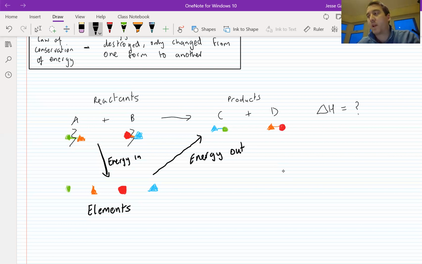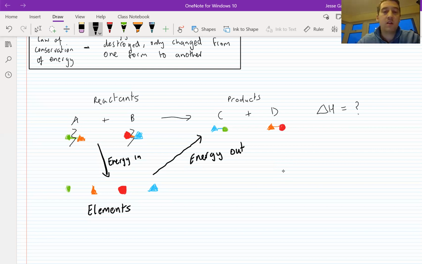So bond forming, is this an endothermic process or an exothermic process? Speak your answer to the screen on 3. 1, 2, 3. I'm hoping that you guys said that this was exothermic because energy is given out.